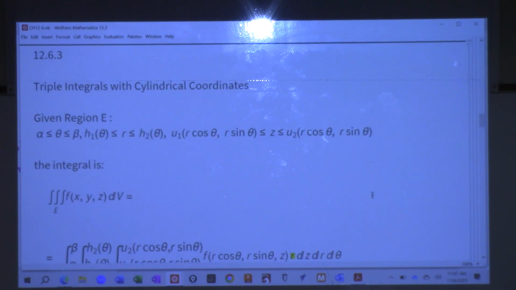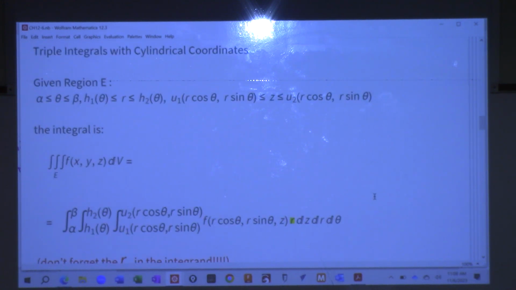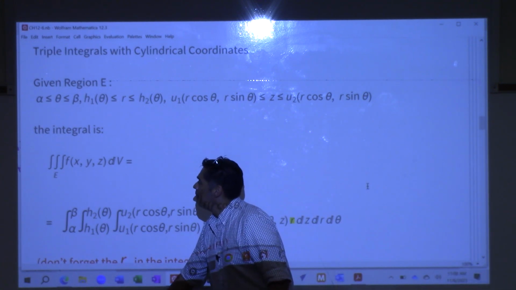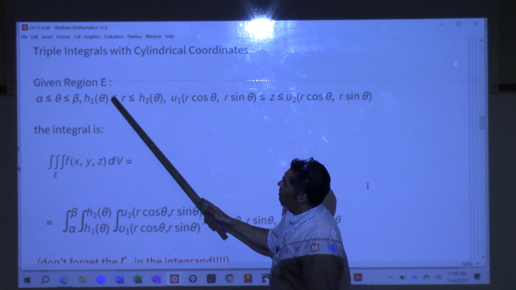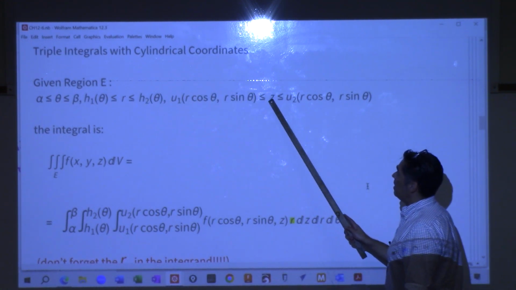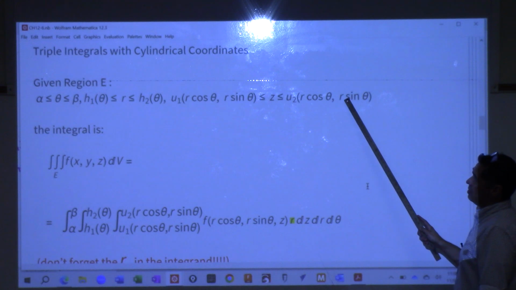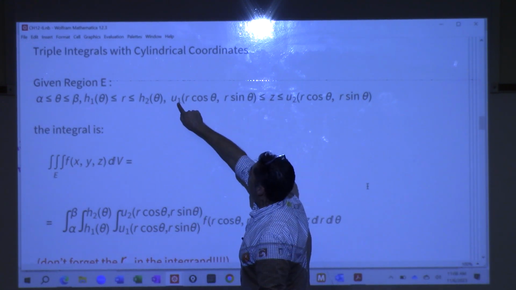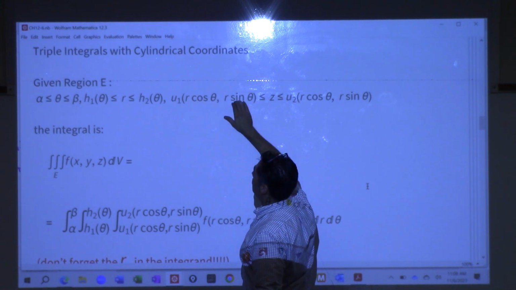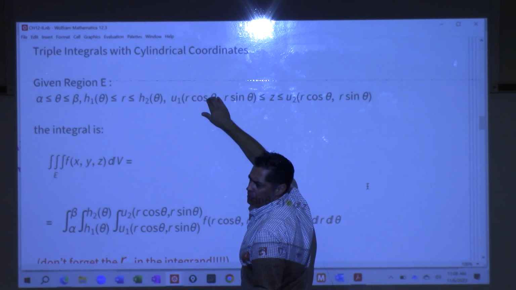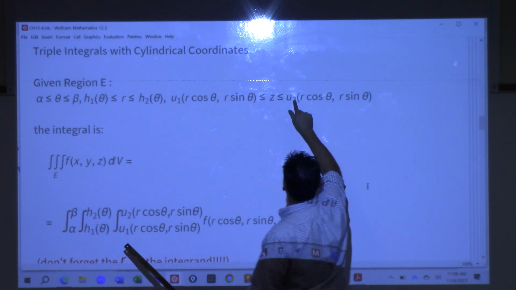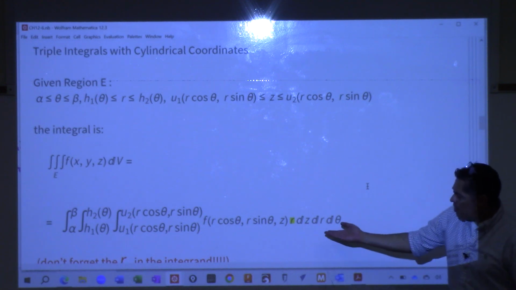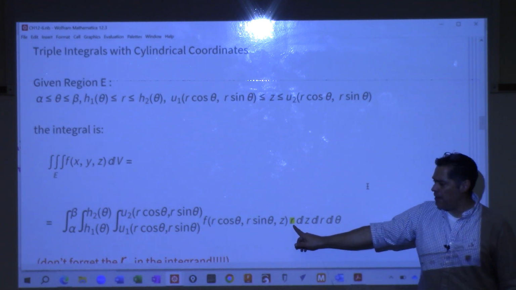So here is the formula. All right. If our theta is between two constants, our radius is between two functions of theta, and our Z is between two surfaces. Notice that this Z here, it says U1, that's the first surface. This is really X and Y, but see, I've converted over to polar. And then this is the second surface, X and Y, but I've converted to polar. Then this is our triple integral, and I've highlighted here in blue.